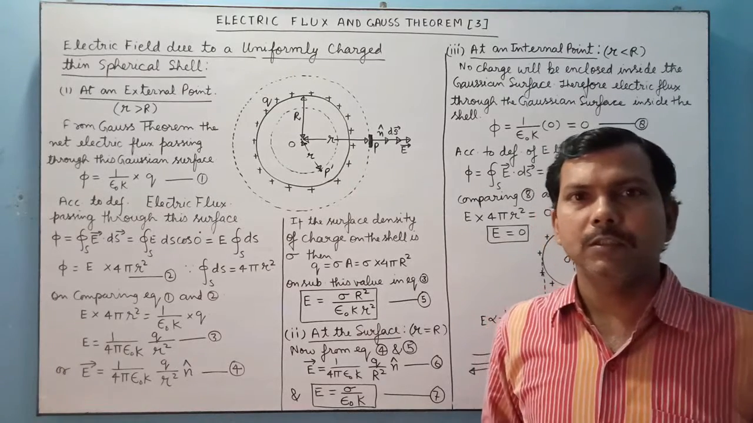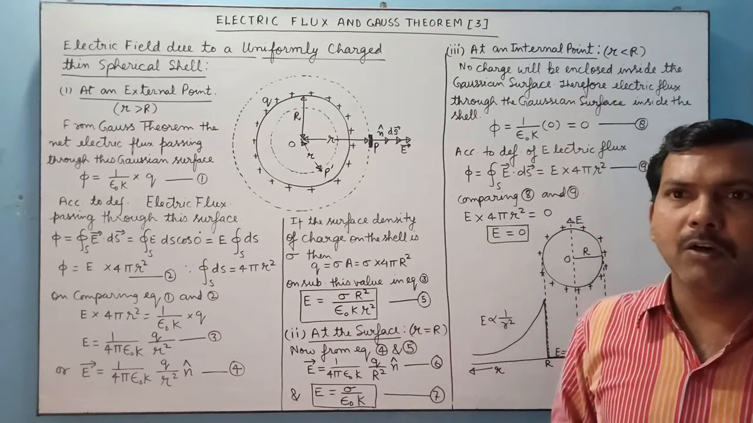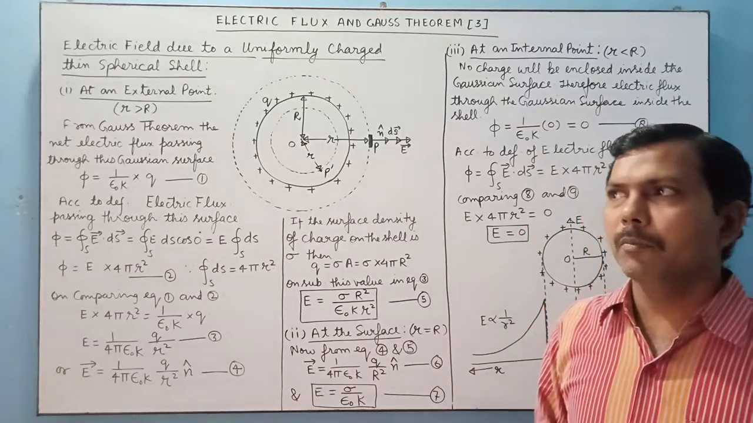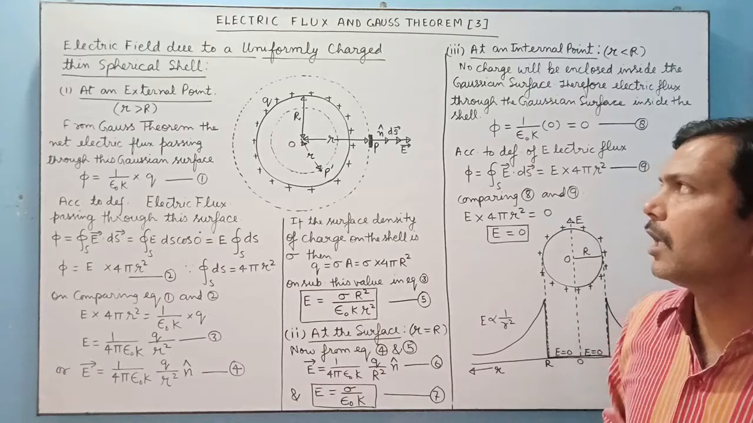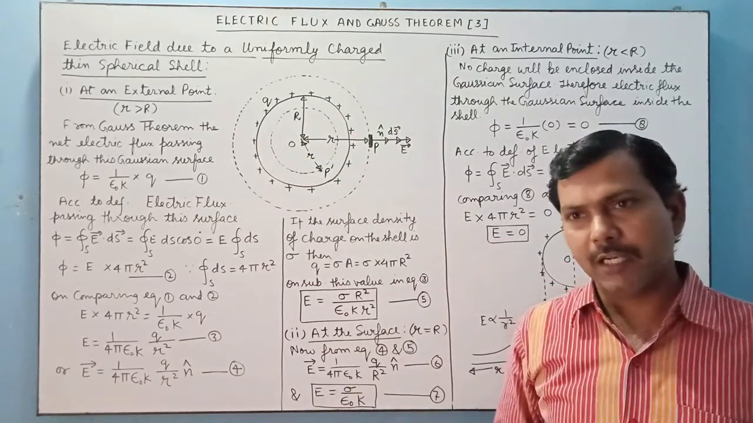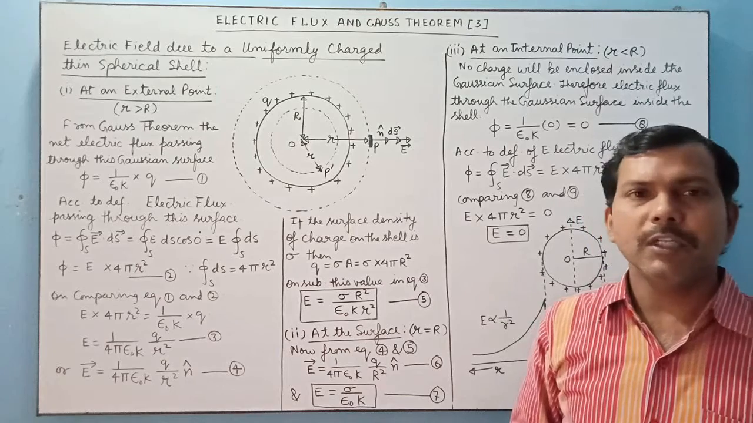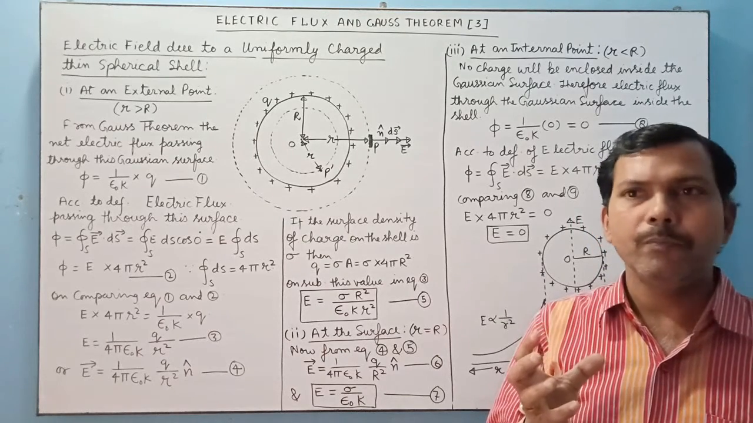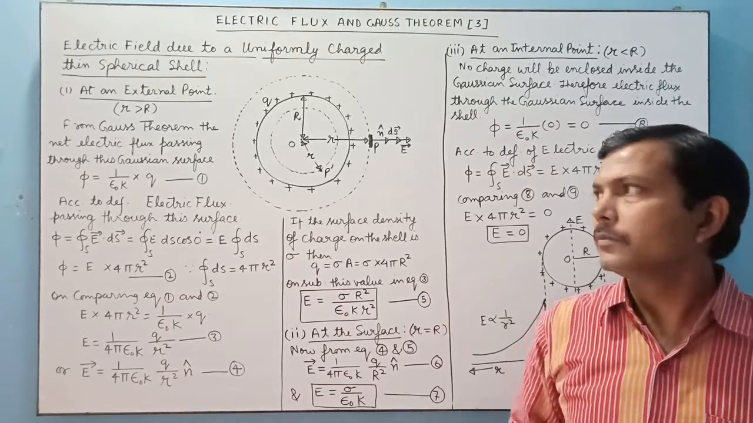Hello students, in this last part of electric flux and Gauss theorem, we will determine the electric field due to a uniformly charged thin spherical shell. What is a spherical shell? A spherical shell is a hollow metallic ball.